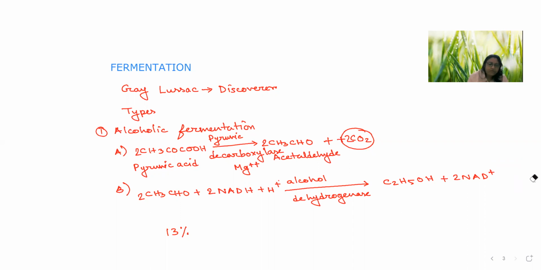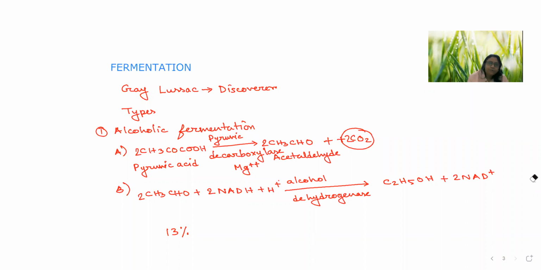Once the level of alcohol in the medium exceeds 13%, the yeast or the bacteria itself will be uncomfortable with it and they start dying. That's why, naturally, the percentage of alcohol in naturally fermented things, that is the drinkable alcohol, has a maximum level of 13%.